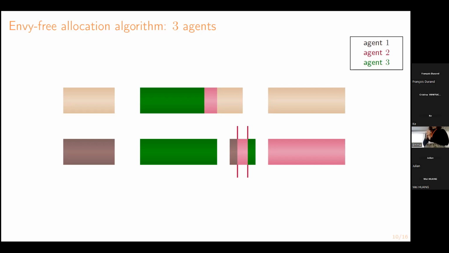So, sorry, why is agent 2 not envious? Because agent 2 did the cutting here. Okay. And so that's why it's important that the agent that cuts is agent 2. Okay, thank you. Because they need to choose last, and the person here needs to choose first, the green person. So the order here is really important, actually.